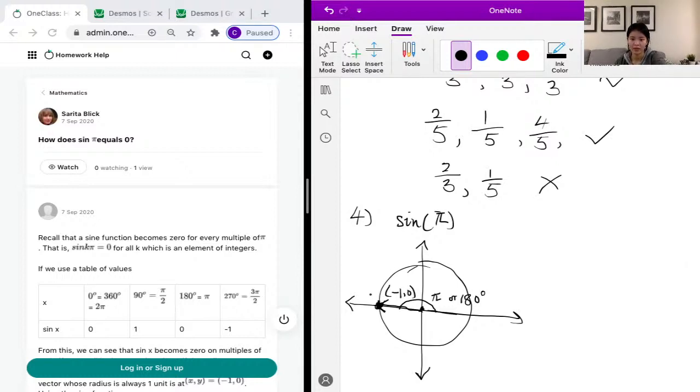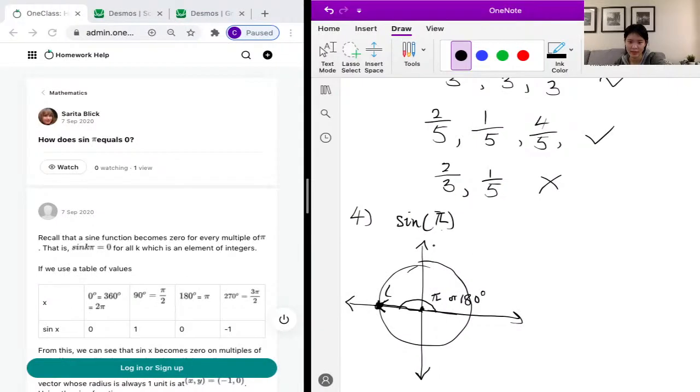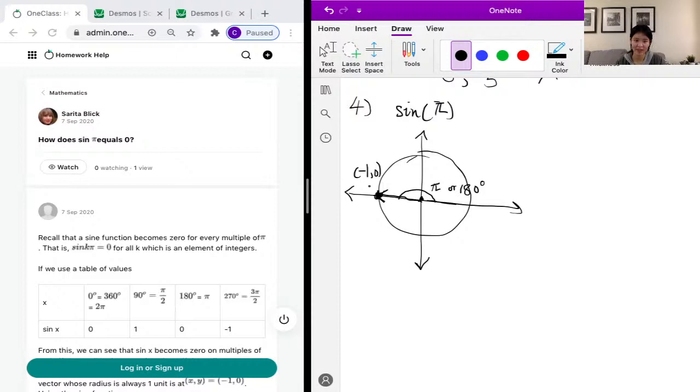Let me write it down on the outside of the circle. Okay, so on this point right over here, the x value is -1, and the y value is 0 on the point on the unit circle where the angle is pi radians. And we know that on the unit circle, the x values are the cosine values and the y values are the sine values. So sine of pi is the y value, and this value is 0. And that is why sine of pi equals 0.